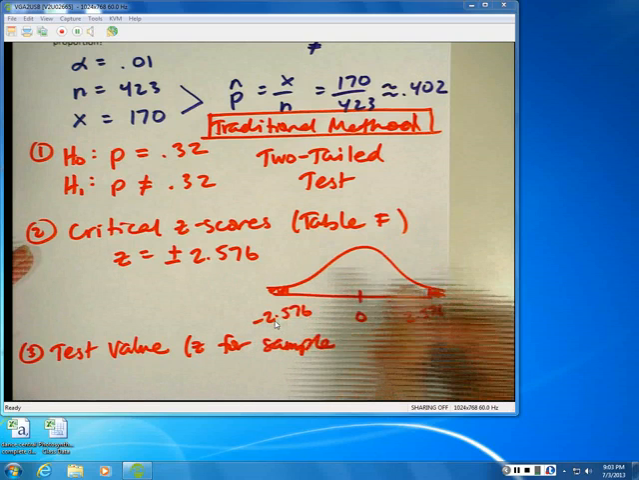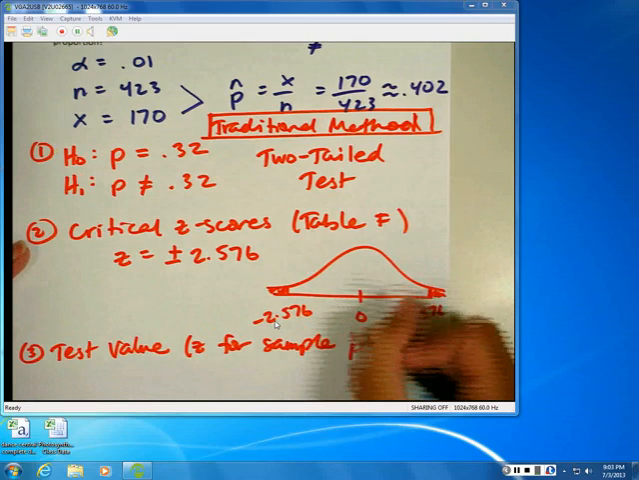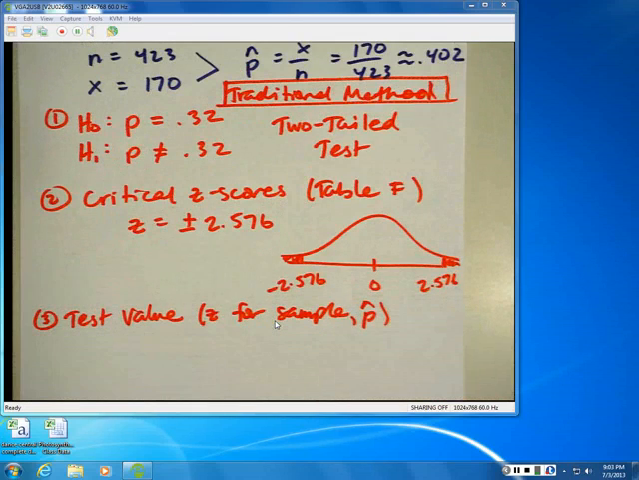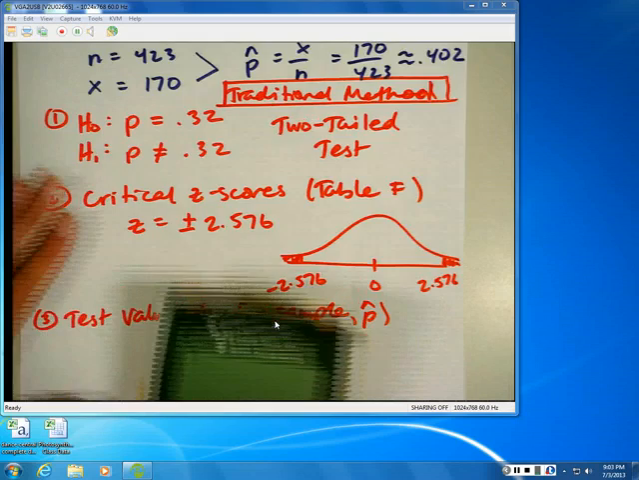I could have just written p hat, right? It's for my sample p. So for my sample p hat, I use the calculator for this. This is one of the calculators, and I'll show you both. Again, they're slightly different, but if you're paying attention, you'll be fine.